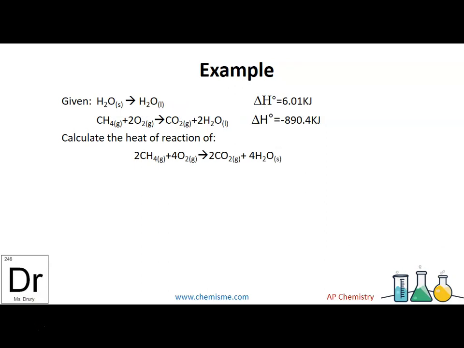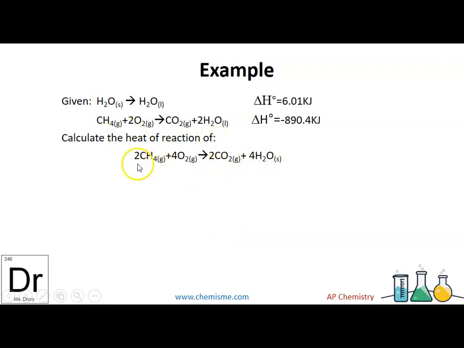So for one example, they gave you water going from solid to liquid, and it requires 6.01 kilojoules to do that because solids have little energy and liquids have more. And then CH4, methane, is burned in oxygen to form CO2 and water. Water is liquid in this phase, and that gives off 890 kilojoules every time it goes through. What we want to know is, if we kept that reaction the same but changed the water to solid, what would that energy be?